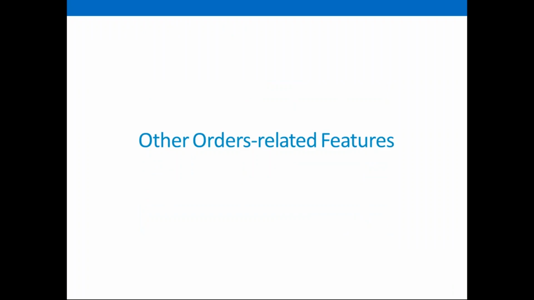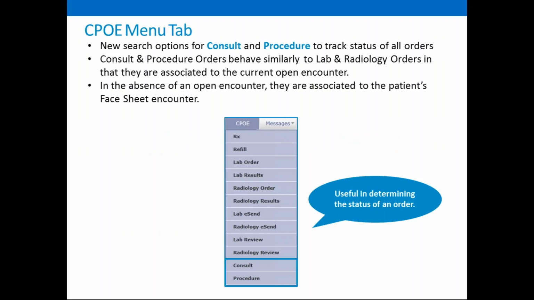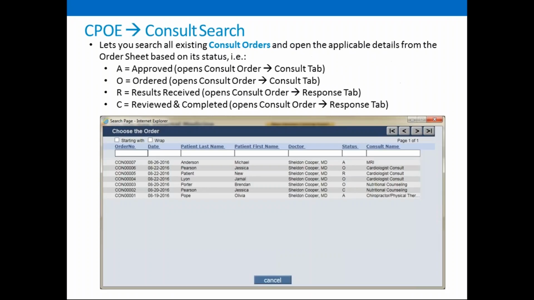All right, some other order-related features. CPOE menu tab has been modified to now include new options for consult and procedure. So at a system level, if you want to verify your consult and your procedures and are they still outstanding or have you got results, you want to know, did Miss Betty Boop get her medial branch block that you referred her for last week? You can go under your consult search. Just as with lab and radiology, you have your different status choices. A is approved, O is ordered, R results received, C reviewed and completed.